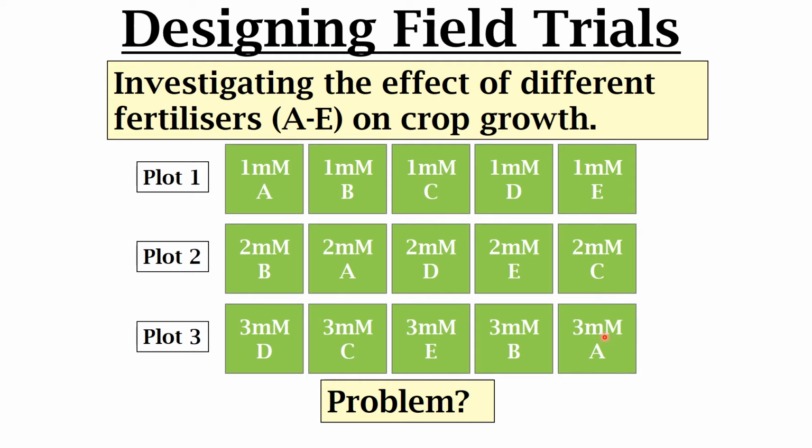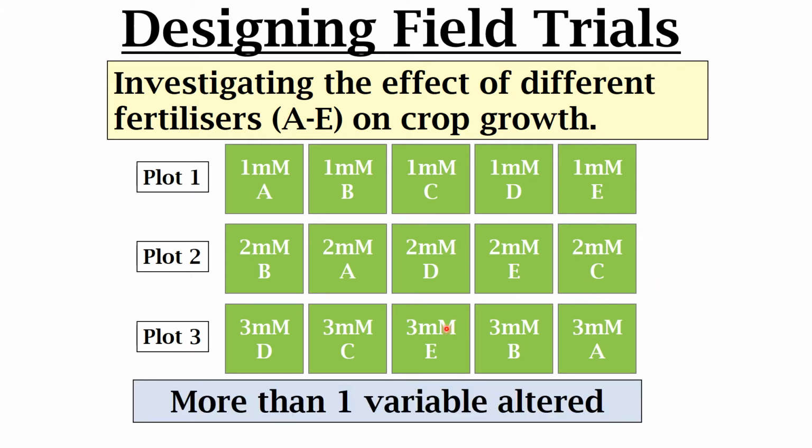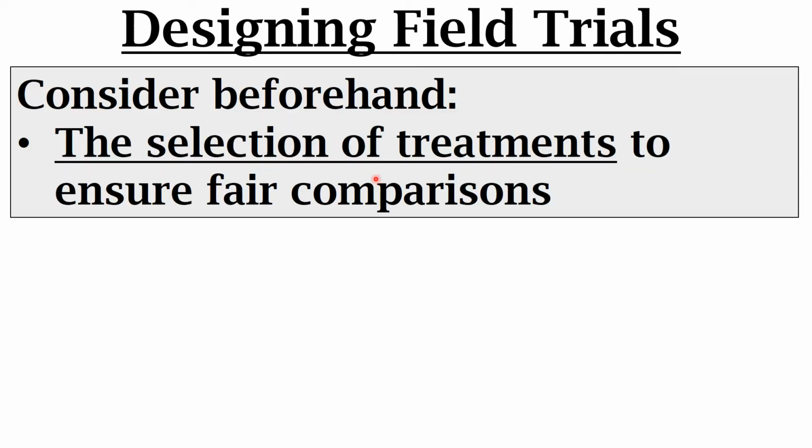The problem here is that they've investigated two things, haven't they? They were just looking at the effect of different fertilizers, but they've also changed the concentration of the fertilizer. So there's more than one variable altered. That's the first thing to talk about when you're designing a field trial. Beforehand, you need to consider the selection of treatments in order to ensure fair comparisons. This is your experimental design basically.